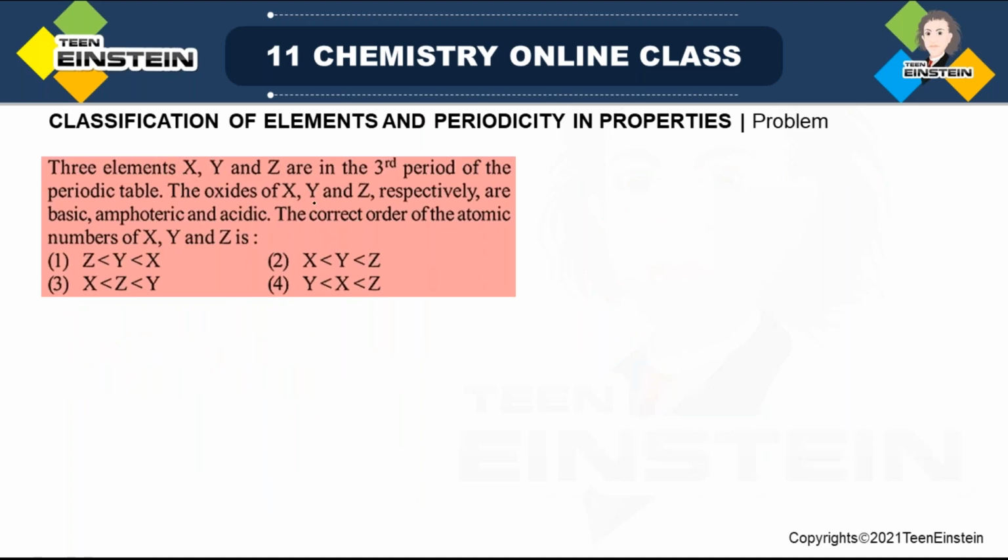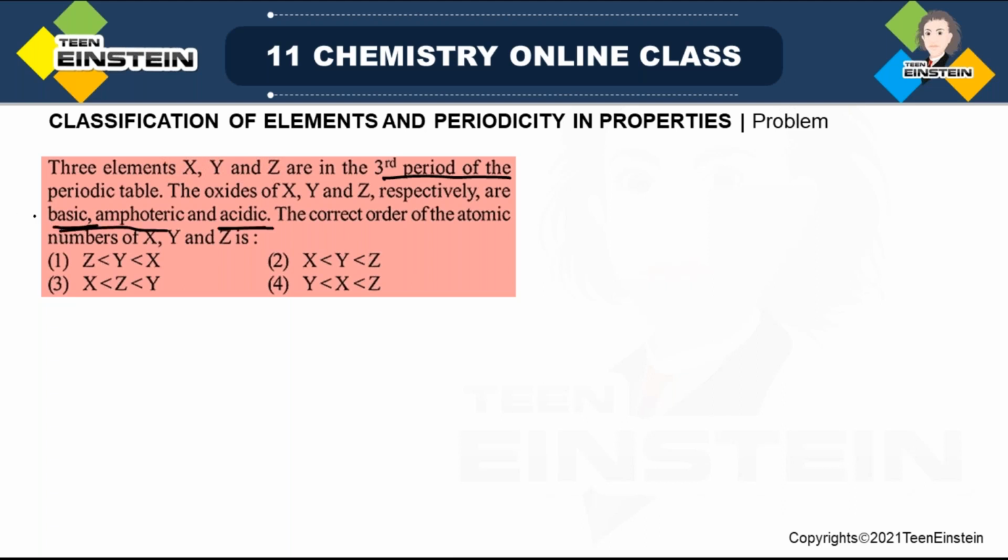Three elements X, Y and Z are in the third period of the periodic table. What are the elements? That is not given. What is given is that all of them are from the third period. The oxides of these three elements, respectively, are basic, amphoteric, acidic.